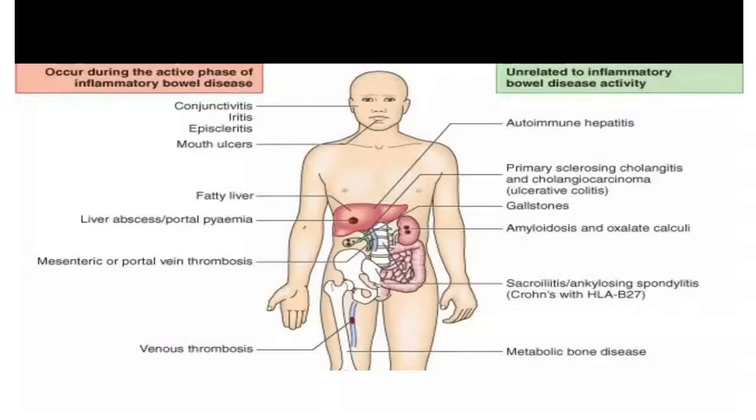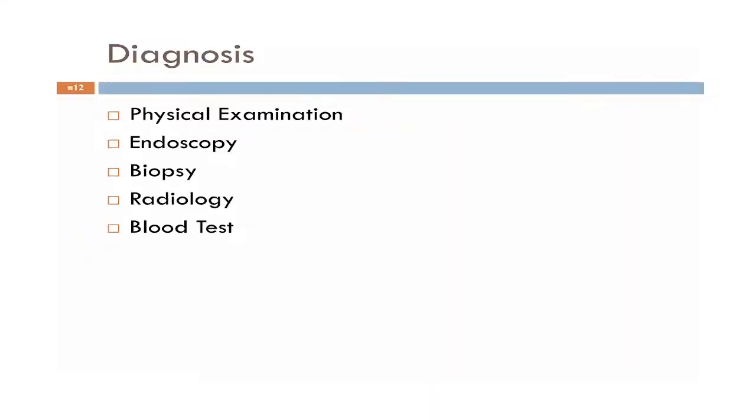Then there are certain features which occur during the active phase of IBD, that is conjunctivitis, iritis, episcleritis, mouth ulcers, fatty liver, liver abscesses, mesenteric vein or portal vein thrombosis. Venous thrombosis is more common during the inflammatory or active phase of the disease, while some features are unrelated, that is autoimmune hepatitis, primary sclerosing cholangitis, cholangiocarcinoma, gallstones, amyloidosis, sacroiliitis, metabolic bone disease. Now the diagnosis can be established by physical examination, endoscopic biopsies and blood tests.